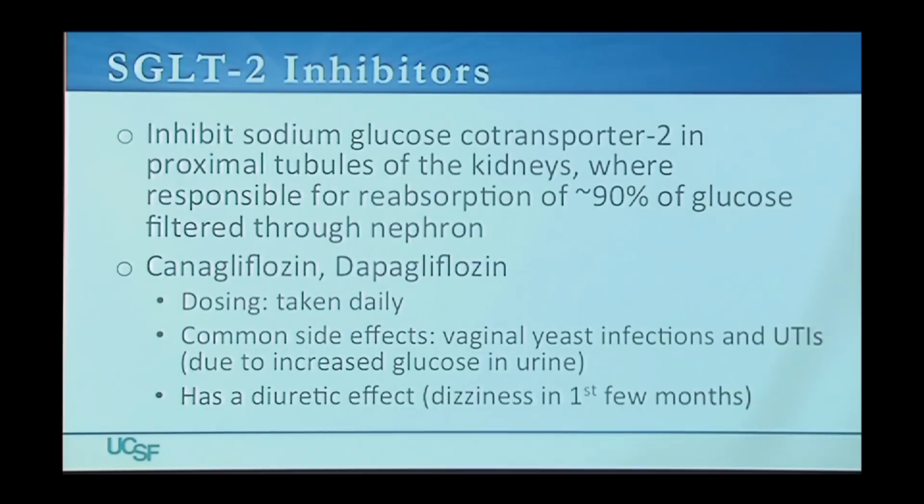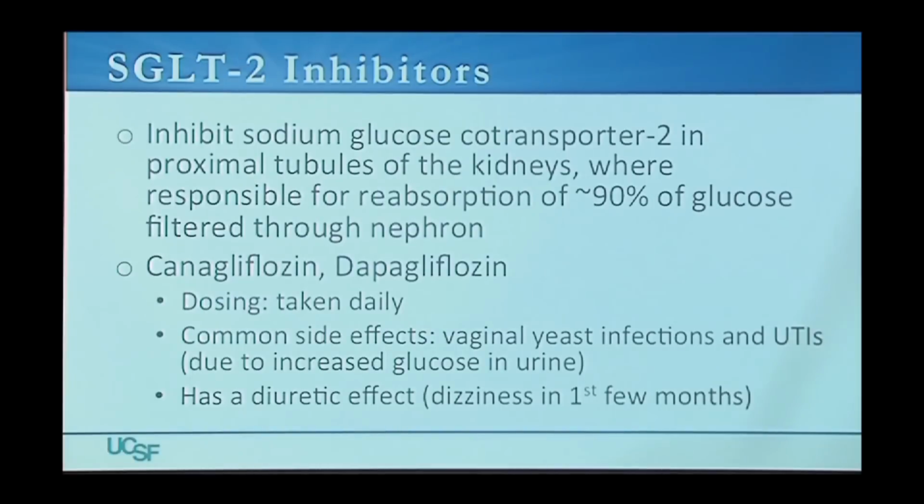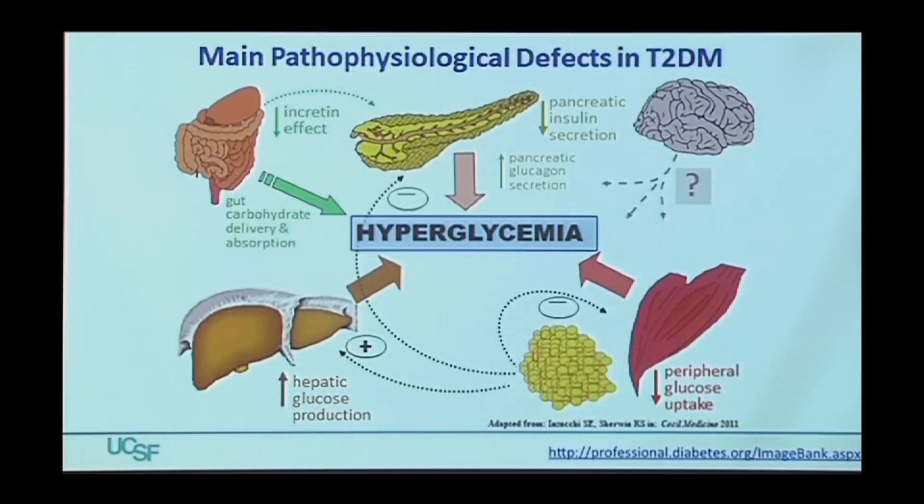Now you can imagine possible side effects if our urine has more sugar in it. So in fact, we see more yeast infections in women, also infections for men, and also bladder infections. So I will admit we have very little experience with this family of medicines at UCSF, but they're being used. They also have what's called a diuretic effect, which causes your body to get rid of more water. So we can see a little bit of dizziness when starting these medicines. But again, another option for people with type 2 diabetes.